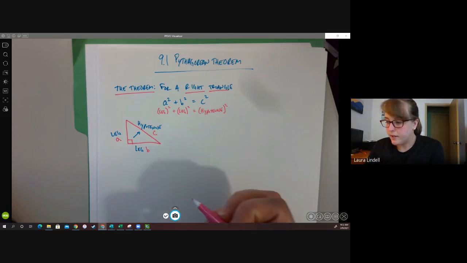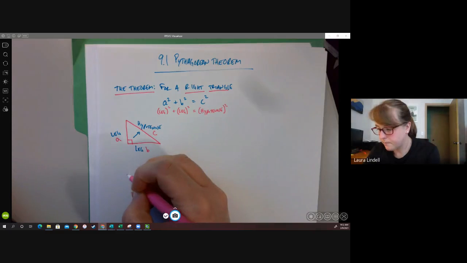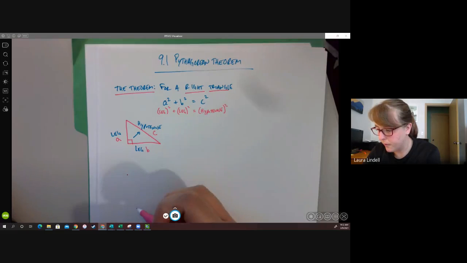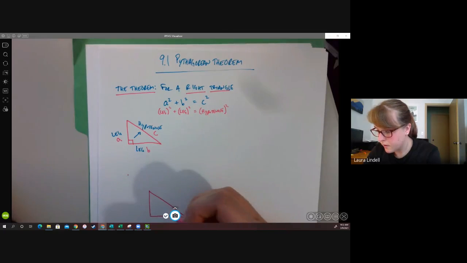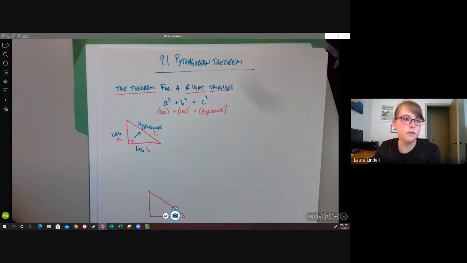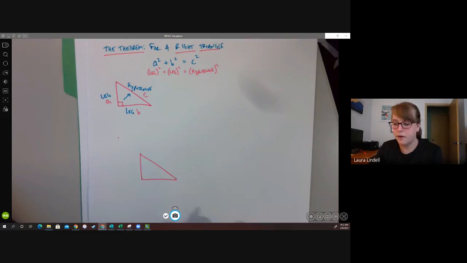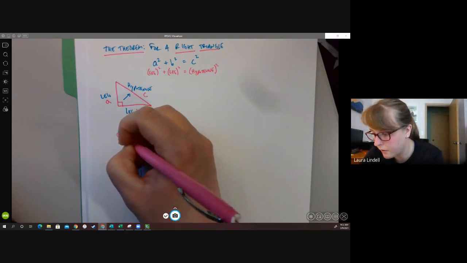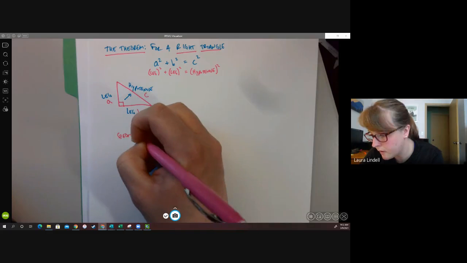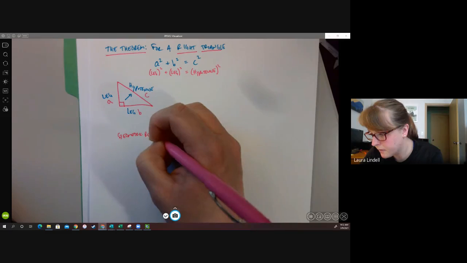let's say we've got, need a little bit more room than that. We'll do it down here. Okay, so I've got a right triangle drawn. We're going to call this a geometric representation.